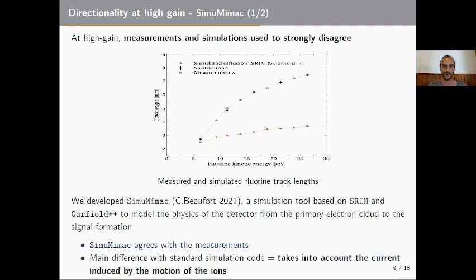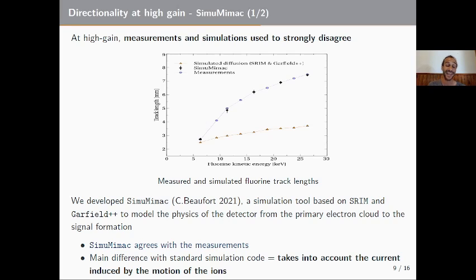Okay, now I move to the central part of this talk, the agreement between simulation and measurement. In this plot, you see the track length we measure versus the kinetic energy of fluorine, and in blue it is the measurement, in orange it is a simulation we performed with Garfield++. And as you see, the simulation and the measurement disagree.